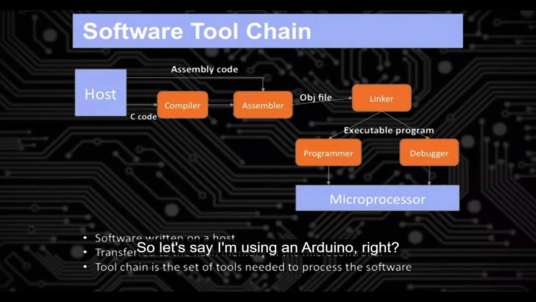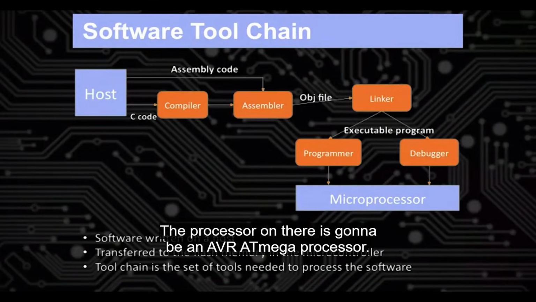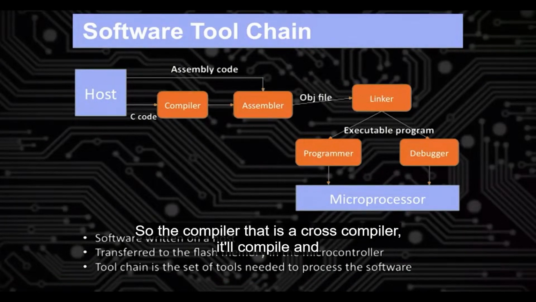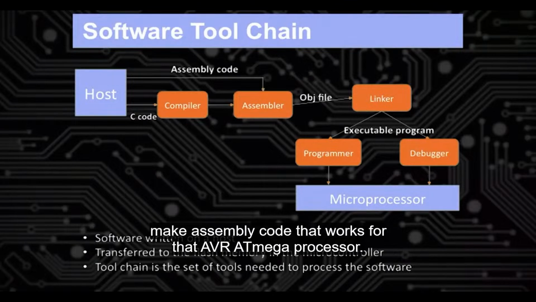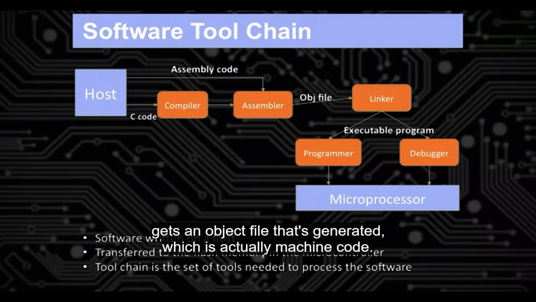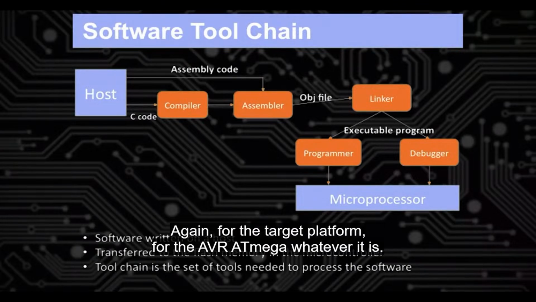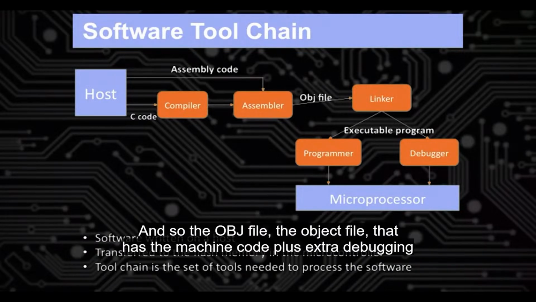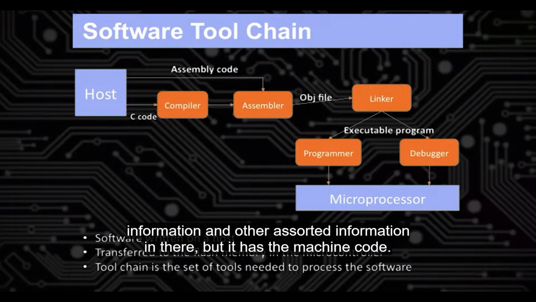So let's say I'm using an Arduino. The processor on there is going to be an AVR ATmega processor. So the compiler is a cross compiler. It'll compile and make assembly code that works for that AVR ATmega processor. Then that code goes into an assembler and an object file is generated, which is actually machine code, for the target platform, for the AVR ATmega, whatever it is. The OBJ file, the object file, has the machine code plus extra debugging information and other sort of information in there, but it has the machine code.